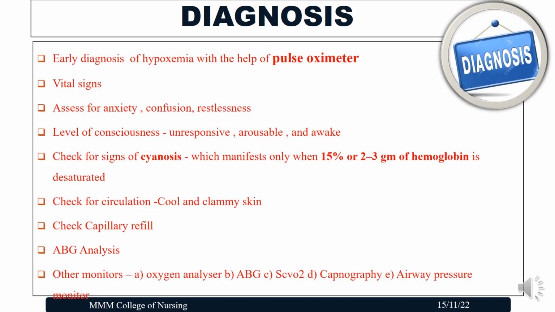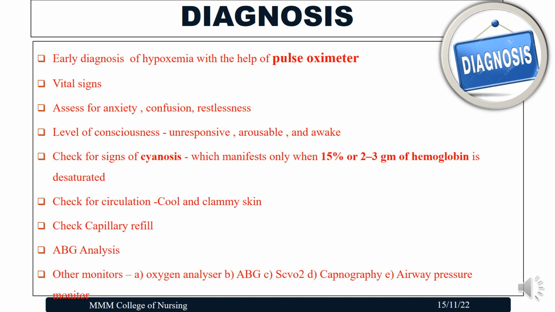The diagnosis of hypoxia: early diagnosis of hypoxemia or hypoxia can be identified with the help of the pulse oximeter. So check the saturation of the patient using the pulse oximeter. When we are shifting the patient from OT to the recovery room, the patient should be connected to a pulse oximeter continuously. If the saturation is between 92 to 98%, it is an acceptable level. If it goes below 92%, or for COPD patients, if it goes below 88%, we need to take action.